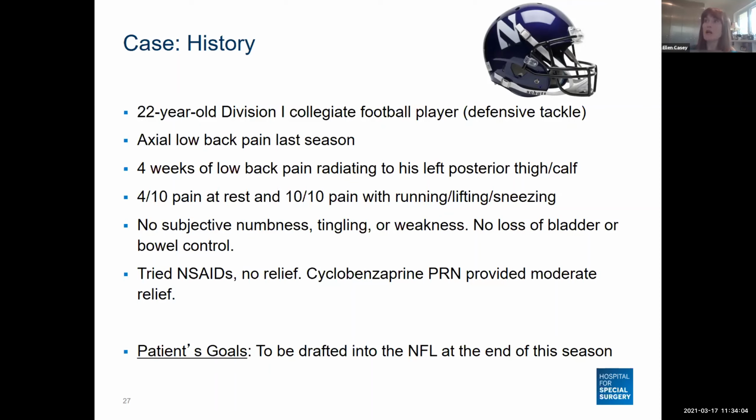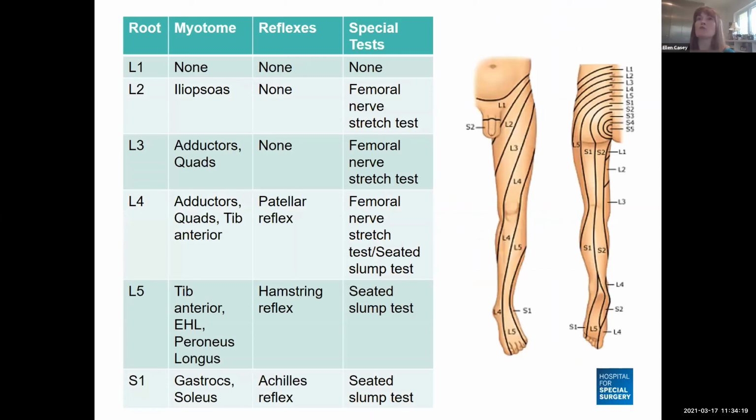so he couldn't take it all the time. And as always, we want to know about what the patient's goals are. So he was looking at his senior season, and after that, his plan or dream was to be drafted into the NFL. So when you're thinking about, now we have back pain radiating into the leg, and certainly it sounds like it could be a radiculopathy.